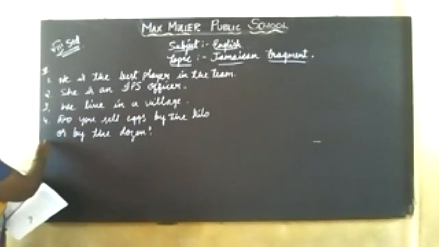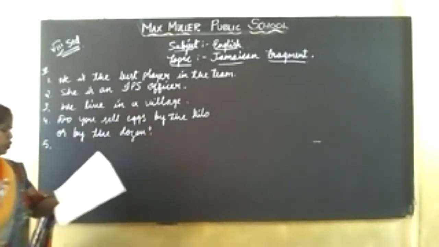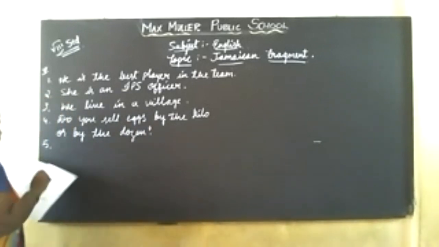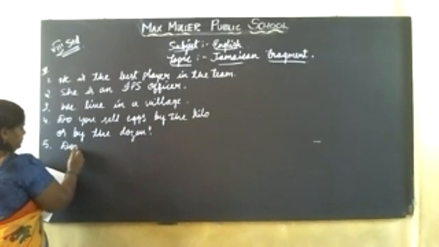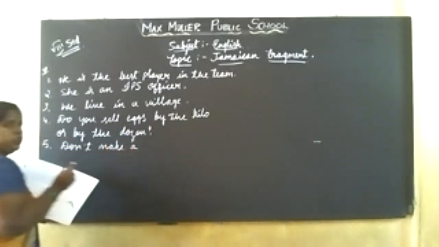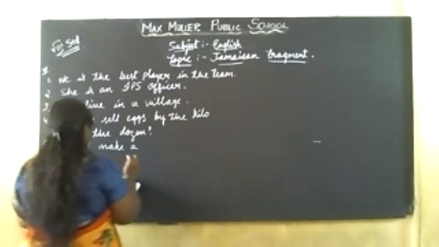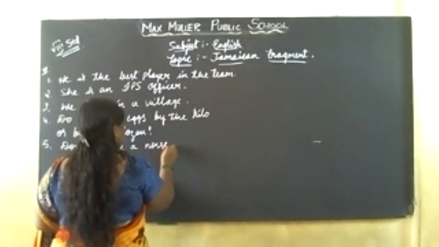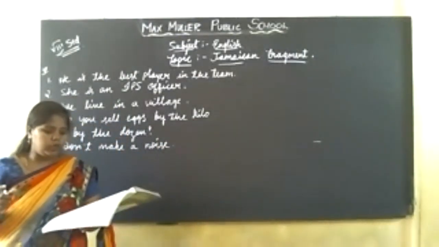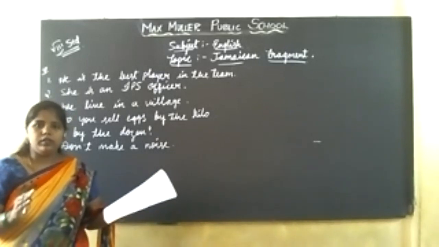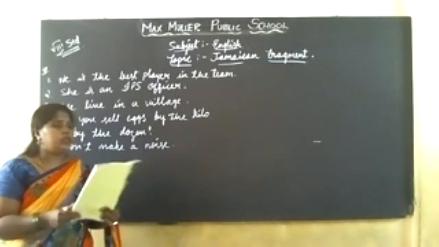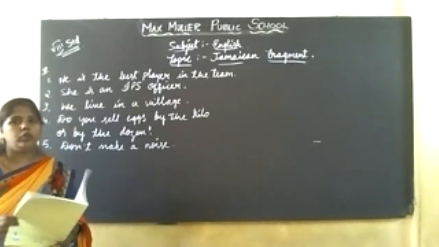Okay. So the fifth one, don't make noise. So what we have to write? Don't make a noise. Why here? A noise refers to the noise at present. So at present you should not make noise, right? So for that we use to say don't make a noise.